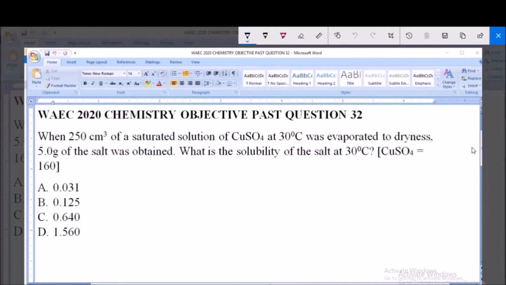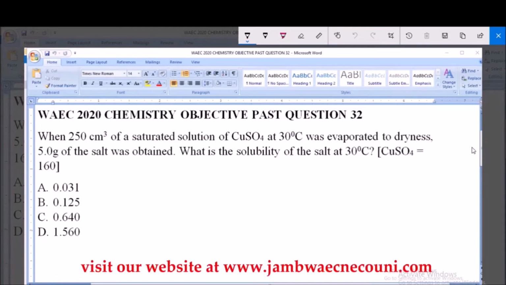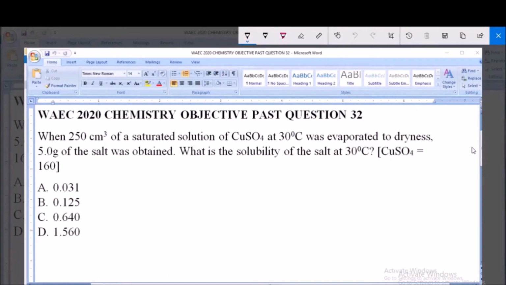Hello and welcome. I'm going to be answering WAEC 2020 Chemistry Objective Past Question 32. When 250 cm³ of a saturated solution of copper(II) tetraoxosulfate(VI) at 30 degrees Celsius was evaporated to dryness, 5.0 gram of the salt was obtained. What is the solubility of the salt at 30 degrees Celsius when the molecular mass of CuSO4, copper(II) tetraoxosulfate(VI), is equal to 160? A 0.031, B 0.125, C 0.640, D 1.560.